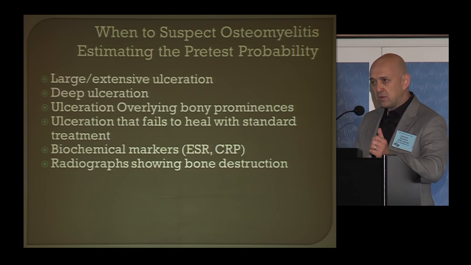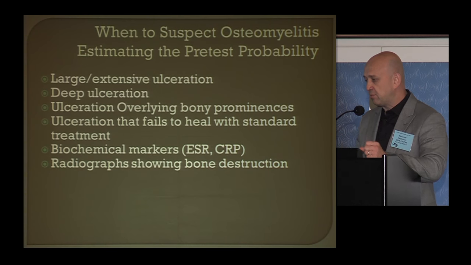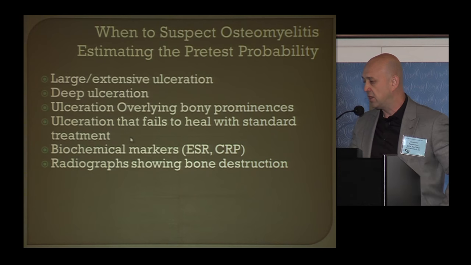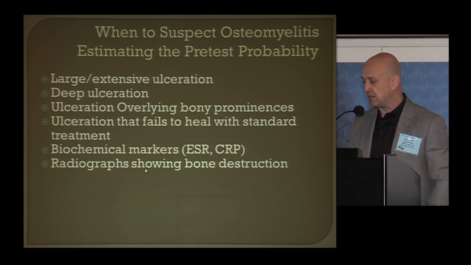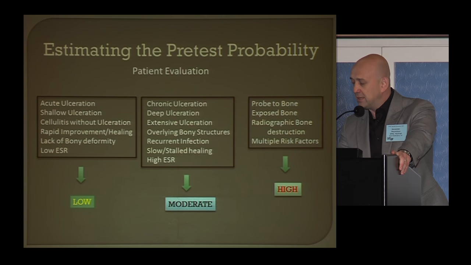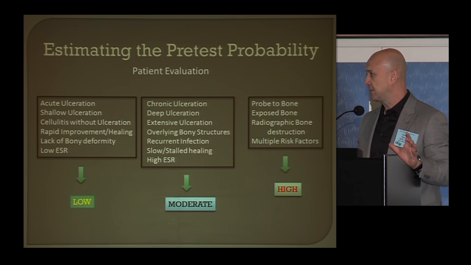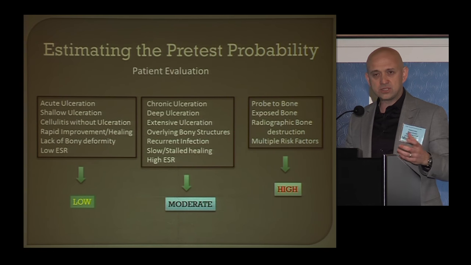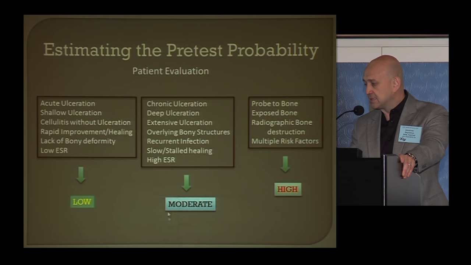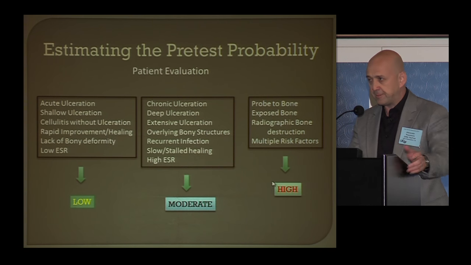Some of the things that I mentioned already, the things that increase your pretest probability, are large extensive ulcers, deep ulcers, ulceration over bony prominences, ulcers that fail to heal with standard treatment, biochemical markers such as SED rate, CRP, and positive radiographic findings. Now, to make it a little bit simpler, and I know I'm speaking fast because I'm trying to catch up a little bit, but I broke this down in three boxes, okay? And this is more for a clinician to take back home for you next week when you're in clinic. Three boxes: low pretest probability, moderate pretest probability, and high pretest probability.